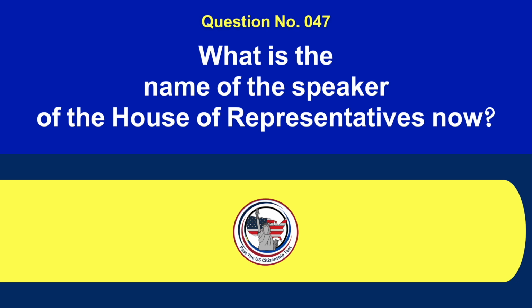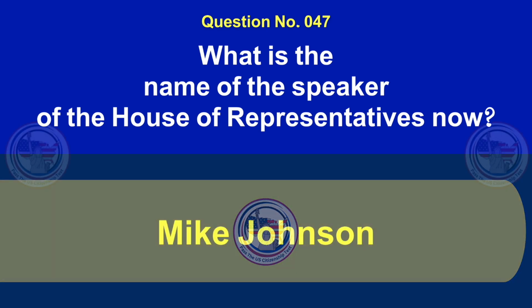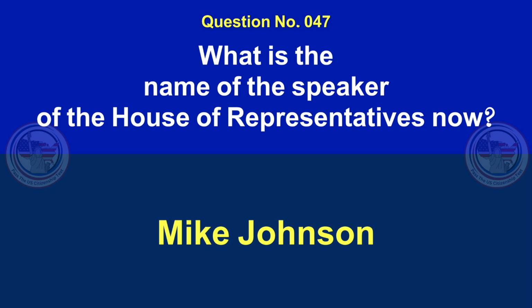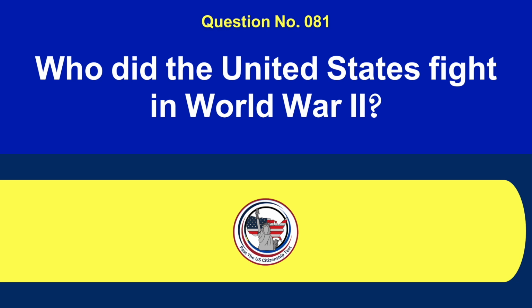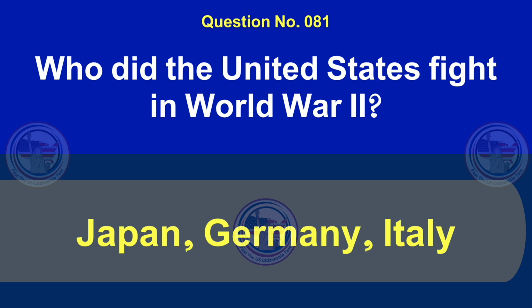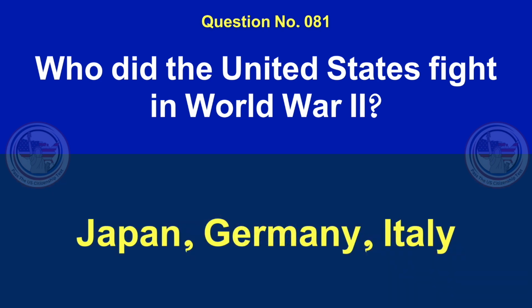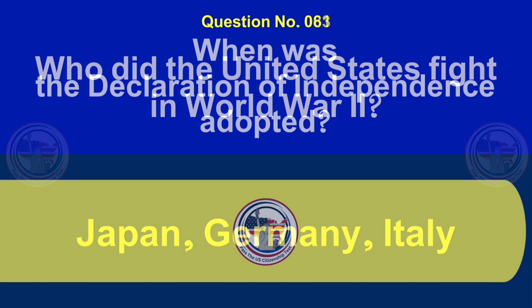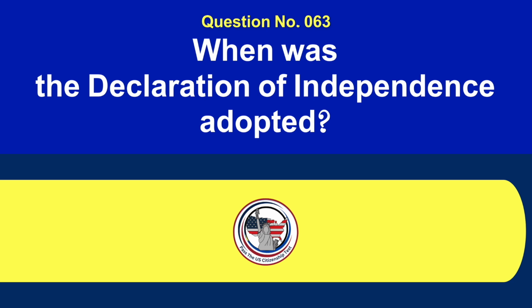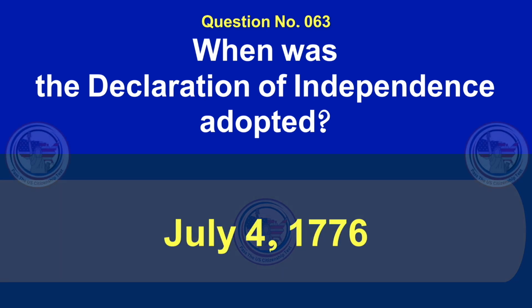What is the name of the Speaker of the House of Representatives now? Mike Johnson. Who did the United States fight in World War II? Japan, Germany, and Italy. When was the Declaration of Independence adopted? July 4th, 1776.